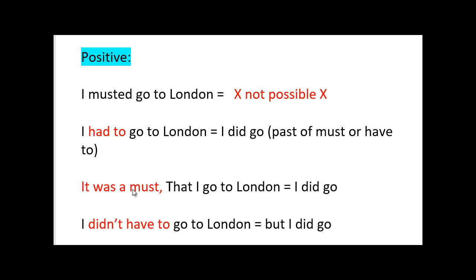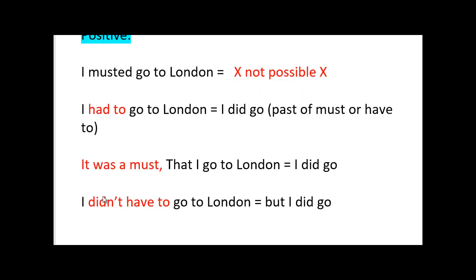So you did go, and here you did go. "It was a must that I go to London." All right. "I didn't have to go to London." There is a possibility here that you stayed, you didn't go, or you did go. So these three examples all mean that he did go to London. "I had to go to London." "It was a must that I go to London." "I didn't have to go to London." All mean that he went.